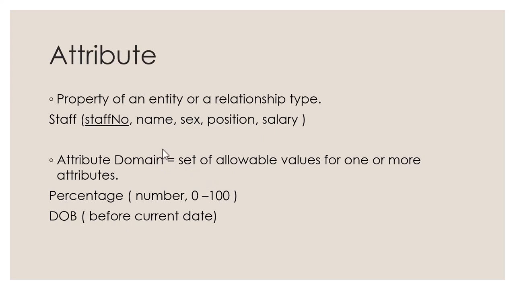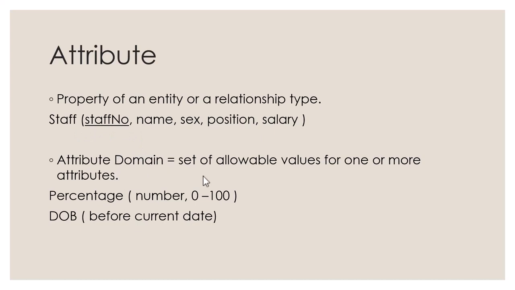Okay, and lastly, we have the attributes, which are properties of certain entities or relationship types. So we have staff that has these 5 different attributes: staff number or staff ID, name, gender, position, and salary. And as you see here, staff number is underlined, meaning this is the primary key. No 2 rows of data, or no 2 staff, will have the same staff number. So this is called a primary key.